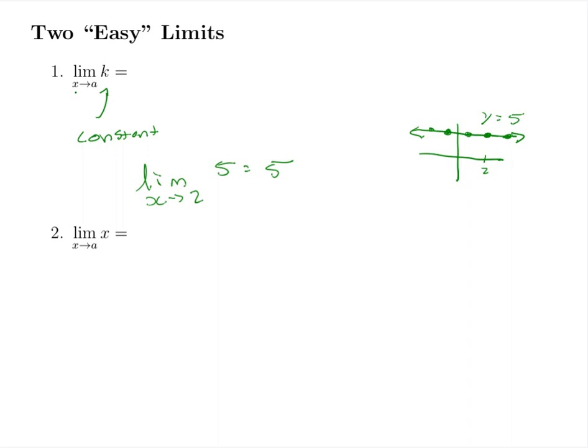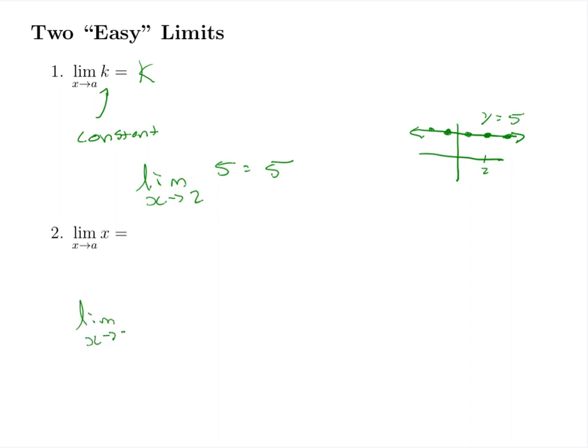So for our first easy limit, the limit as x approaches a of any constant is just whatever that constant is. So I could put a bunch of examples on here, but it's all the same thing. If x is approaching 2 on the function 7, then that limit will be 7. This one's a bit weird. Let's take a look at an example really quickly.